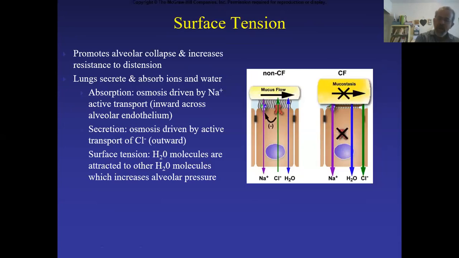All right. What about surface tension? So this is a loaded topic. We'll get into it more when we're talking about cystic fibrosis, as well, more details about it. But as far as the basics, surface tension is something that will have a detrimental effect on the lungs. It promotes collapse of the alveoli and increases the resistance to distension, which means it's more difficult to inflate the lungs. All right, so what is this surface tension? Well, you guys are all familiar with surface tension.